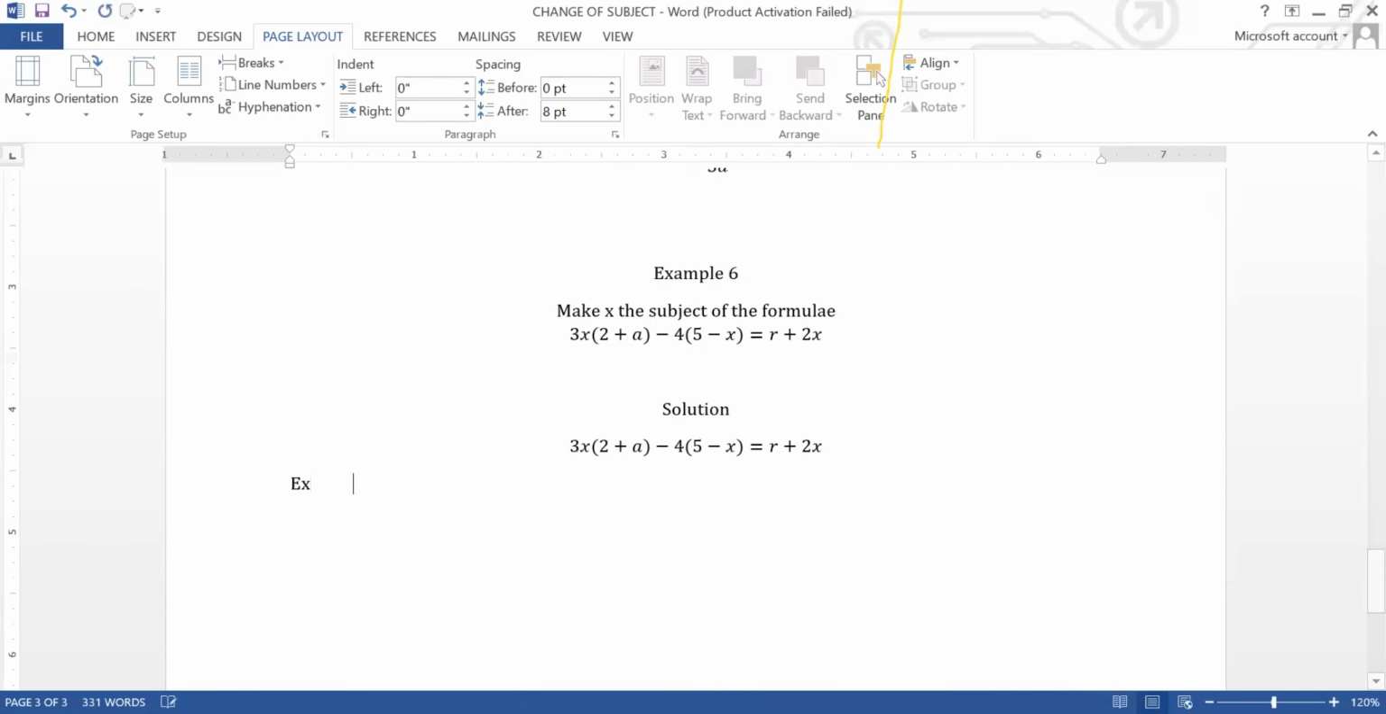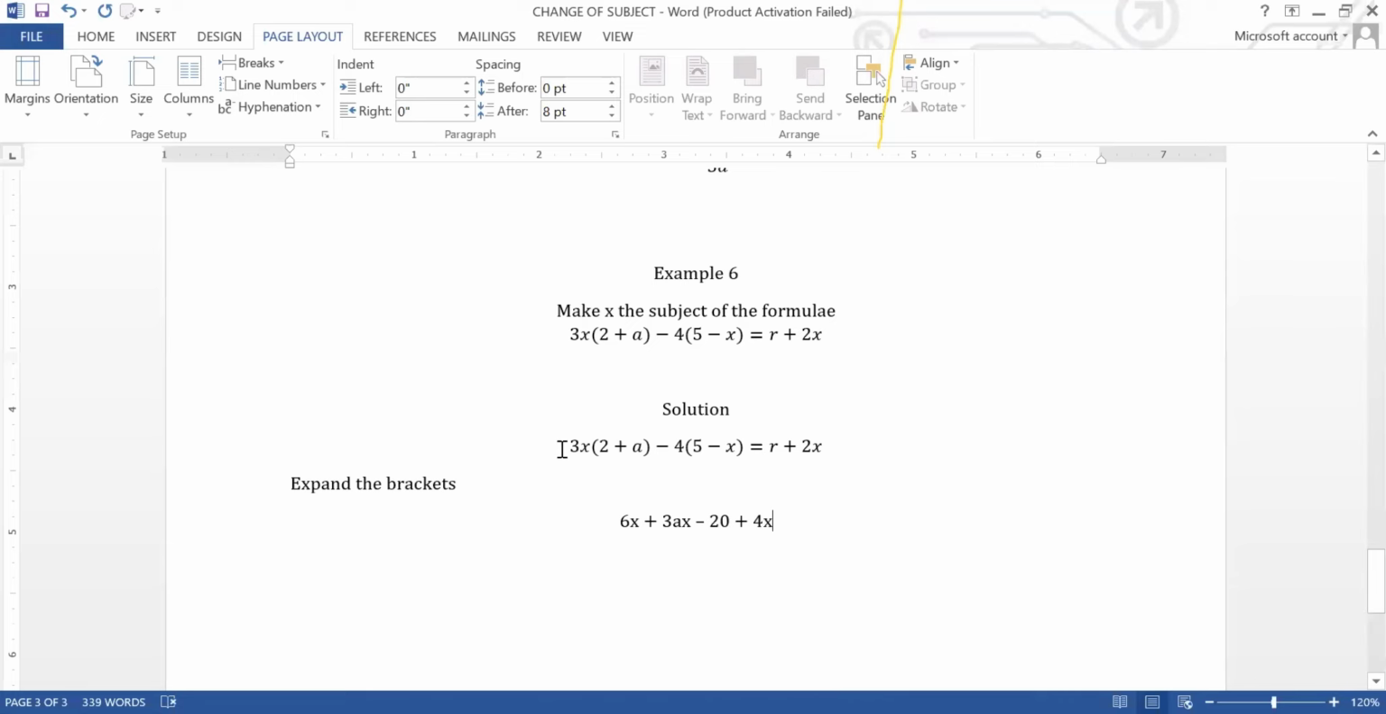Okay, we have it saved. So expand the brackets. You need to expand the bracket, right? So we have to remove the bracket. We have 3x times 2. Look at this one. We have 6x. Becomes 6x. Right? Plus 3ax minus 20 plus 4x.